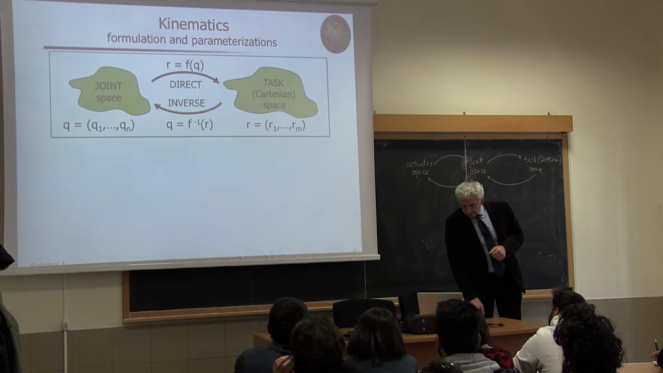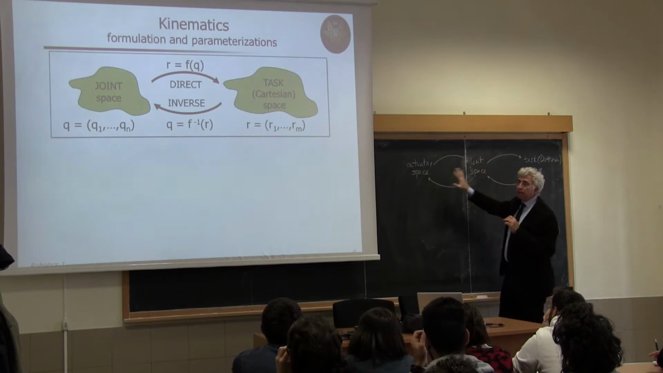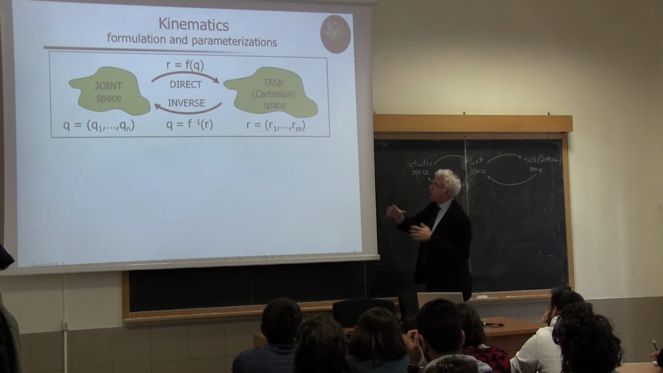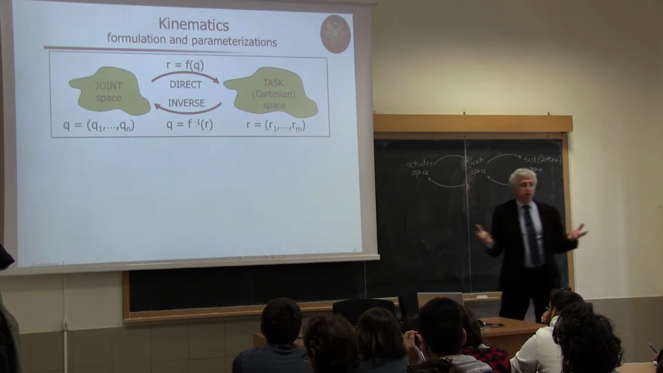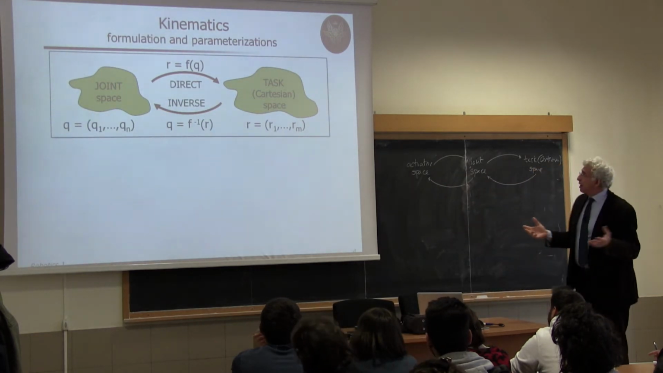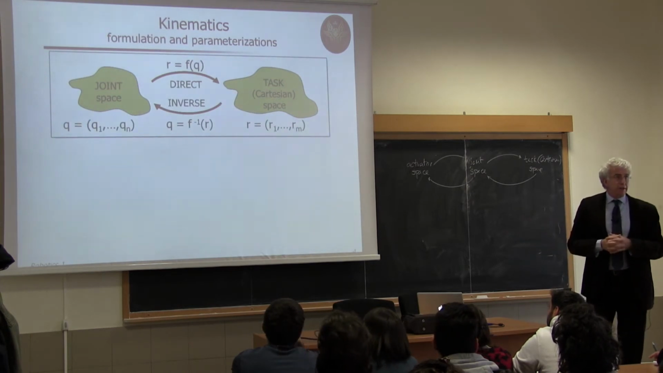So we see that kinematics is important. Now let's try to be a bit more formal. So forget now about actuator space, or merge this into the joint space. So from now on, we will have only two spaces. One, the space of the joints of the robot, and one, the Cartesian space for the end effector of the robot.